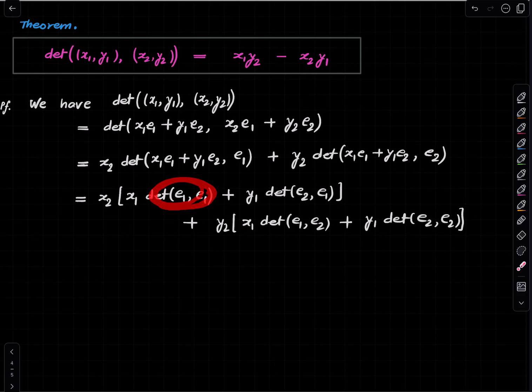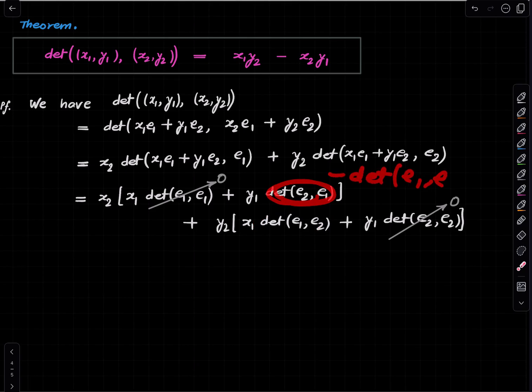So this goes to 0 because the same vector appears two times. So this is 0. And by the same reason, this is 0. And by the normalization axiom, this is 1. While by the consequence of the second axiom that we saw on the previous page, this thing is minus determinant e1, e2, which is minus 1. So this is a minus 1, right? So maybe I'll write that down here. This is equal to minus 1, and this is equal to 1.